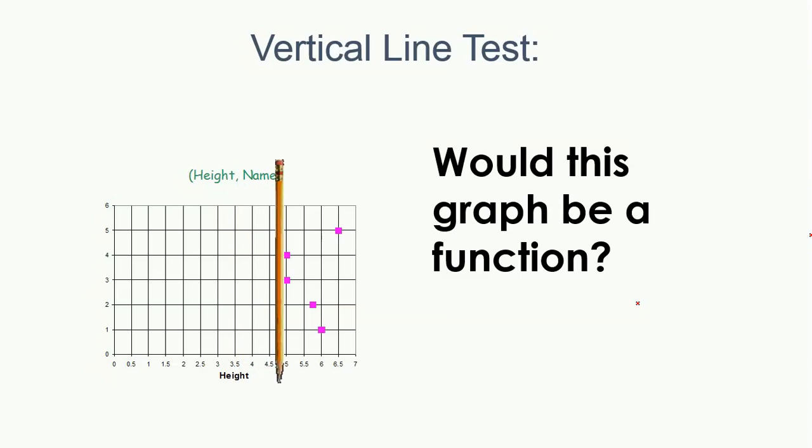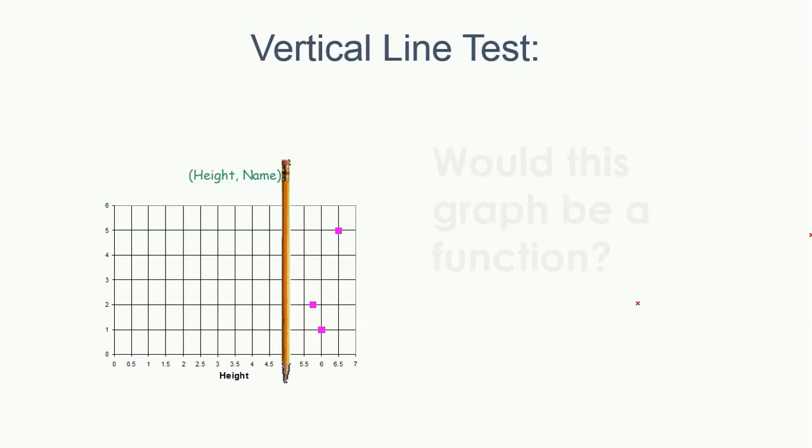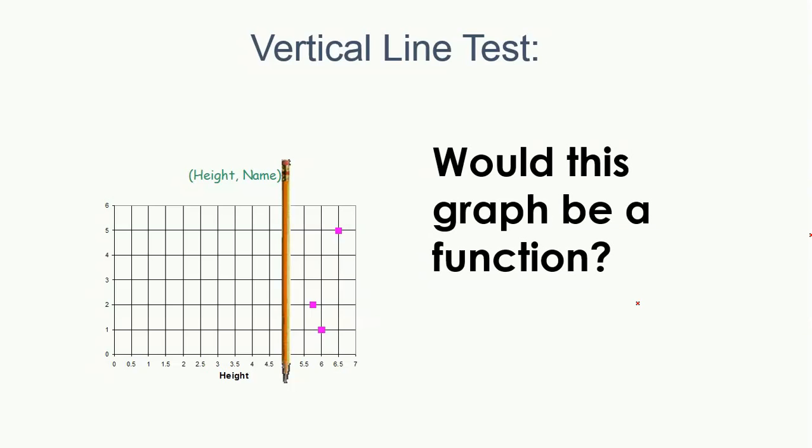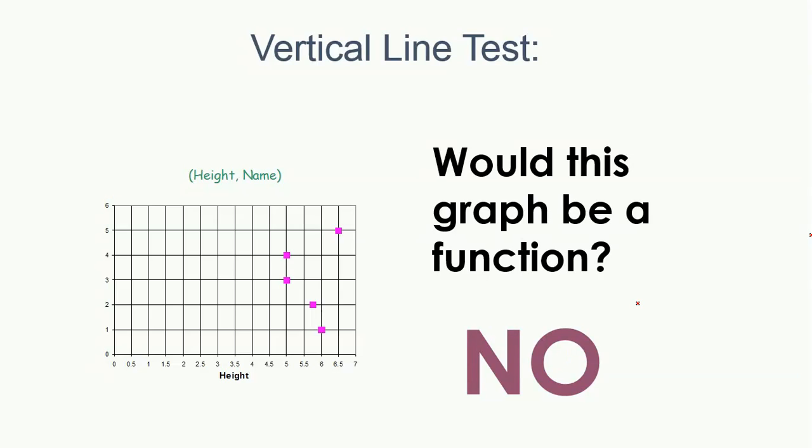Put my pencil again. Notice how I hit 2 points at the exact same time. So my question is, is this a function? Well, it failed the vertical line test, right? The vertical line test tells me I can only pass through 1 point. So this can't be a function because I passed through more than 1 point.